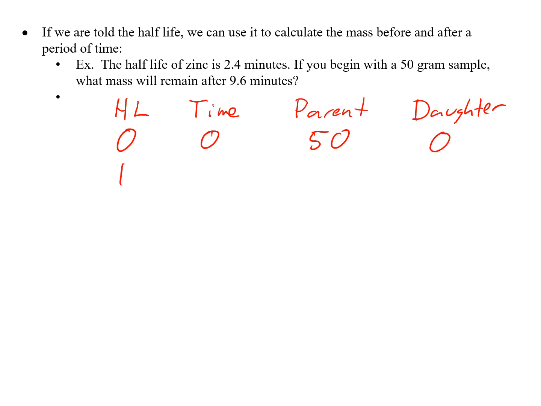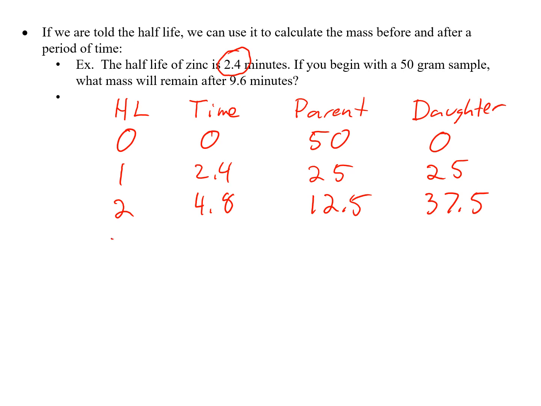After 1 half-life, which takes 2.4 minutes, we have half the amount of the parent, so 25. The other 25 turns into daughter. After 2 half-lives, the amount of time that has passed is another 2.4 minutes. So add 2.4 to this 2.4, and we'll get 4.8 minutes. Half of 25 again is 12.5. So I now add 12.5 here. It's going to be 37.5.